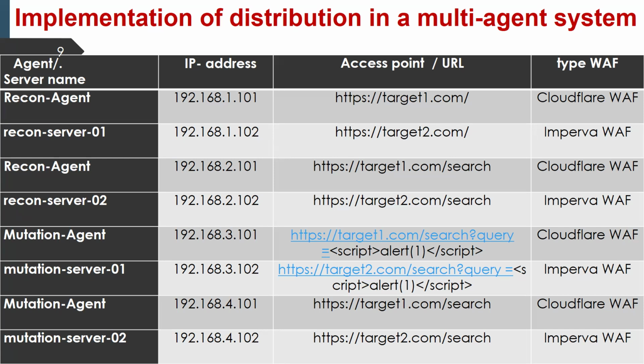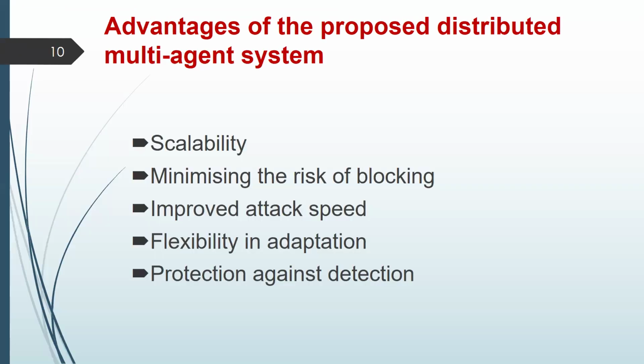The table presents system parameters for bypassing the web application firewall, where specific names, addresses, and access points can be assigned to each agent. It also includes the names of the web application firewalls on which the system was tested.